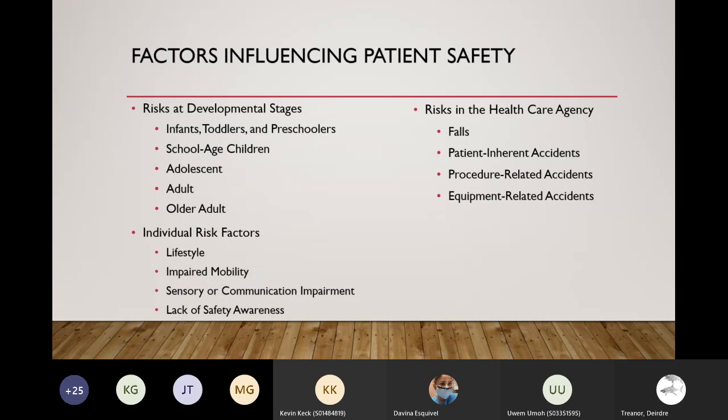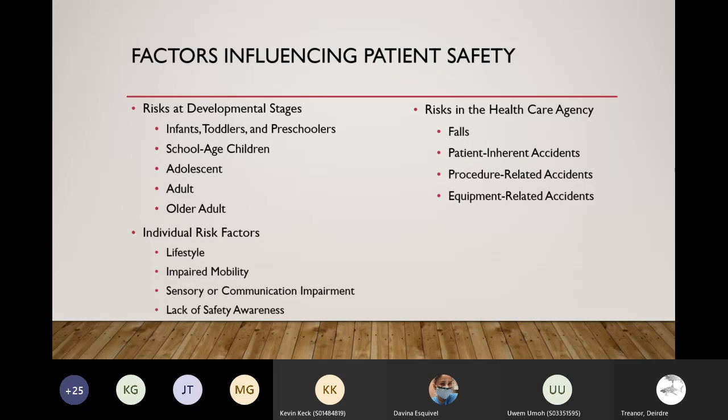Falls, of course, is always a risk. Patient inherent accidents are accidents other than falls, in which the patient is the primary reason. So something that's self-inflicted, injection or ingestion of foreign substances, that kind of thing.